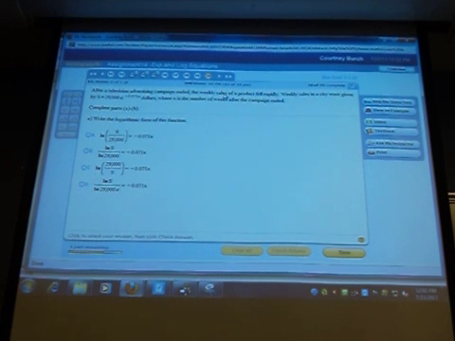Question. When I pop that 2 over, does it become 2 times 5x? No, you'd want to get rid of that 2 by just dividing. Divide both sides by 2. Okay.